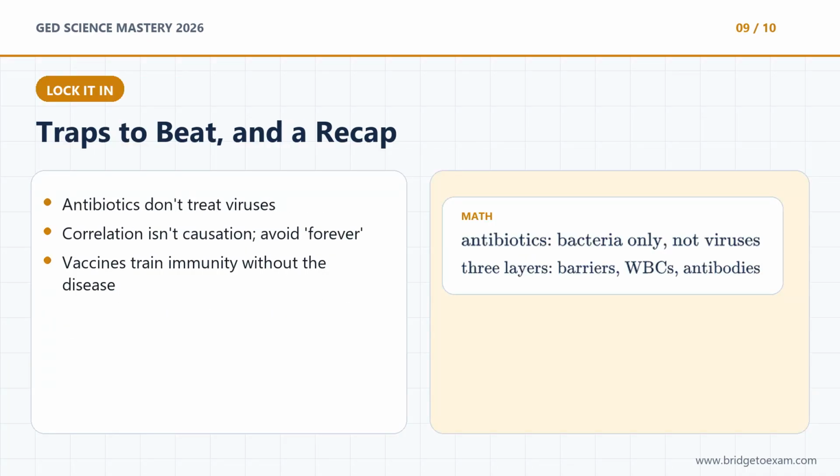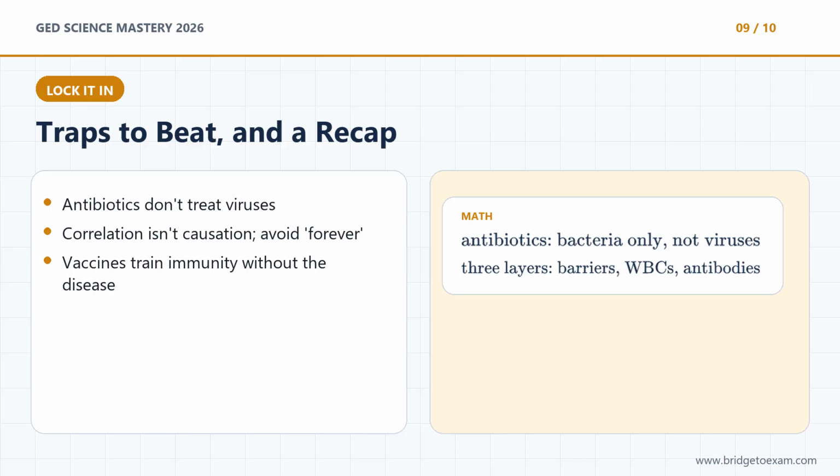Let's lock in the traps. 1. Using antibiotics for viruses. They do not work on viruses, and overuse causes resistance. 2. Treating correlation as causation. Two things rising together does not prove a cause. 3. The immune forever overclaim. One study cannot support an absolute permanent claim. 4. Thinking a vaccine gives you the disease. A properly made vaccine trains immunity without making you sick.